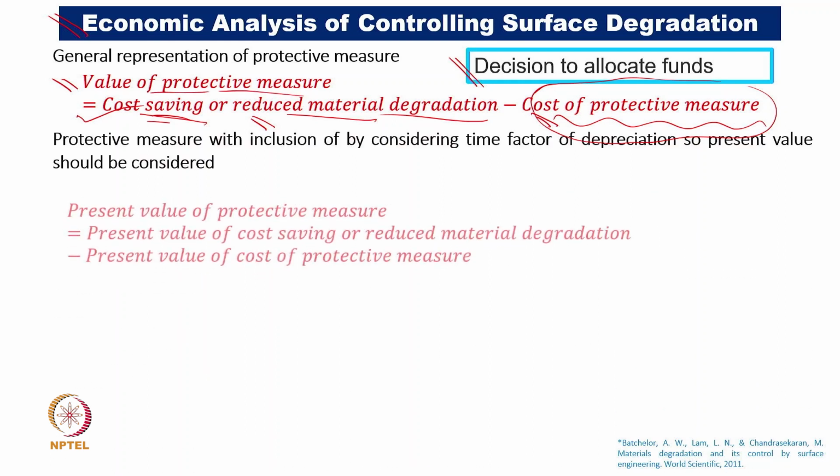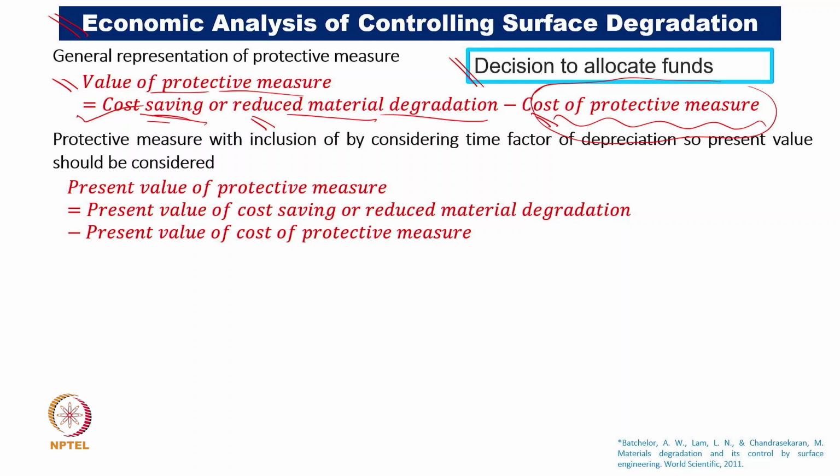Now the question comes, is it the right equation? No, it may not be correct. The reason being that the protective measure evaluation should include the time factor. Here, in the first equation, we are not considering the time factor, which is not correct. So whatever we do, we need to bring everything to the present time. So that's why I say present value of the protective measure, present value of the cost saving or reduced material degradation, minus present value of the cost of the protective measures.